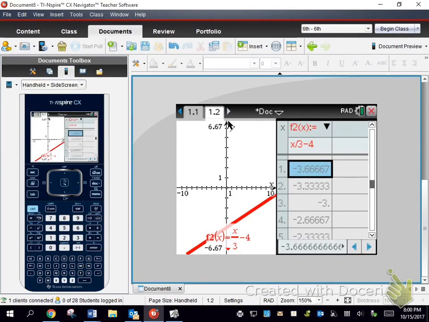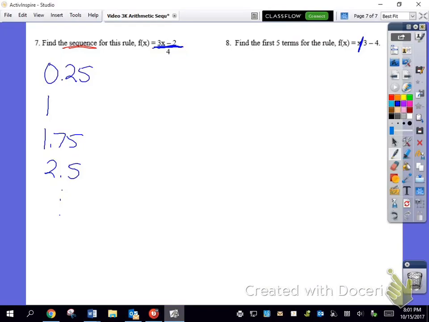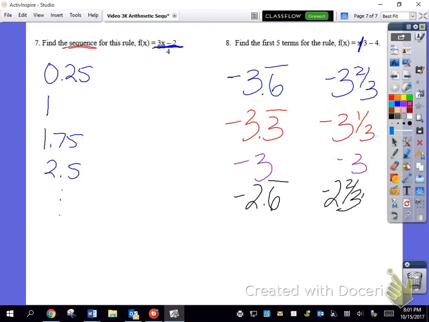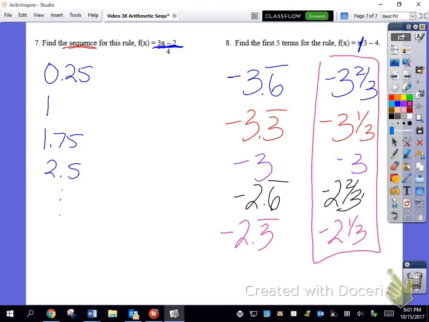And this time they're decimals. Now, you need to know that 0.6 repeating is 2/3. You should know that from middle school, but some of you may have forgotten. 0.3 repeating is 1/3. And then you had negative 3. And then you had negative 2.6 repeating. Remember, 0.6 is 2/3. And then the last one is negative 2.3 repeating, so that's negative 2 1/3. And so these are the sequences. Now they might have decimals, but if they're repeating, they'll usually write them as fractions.